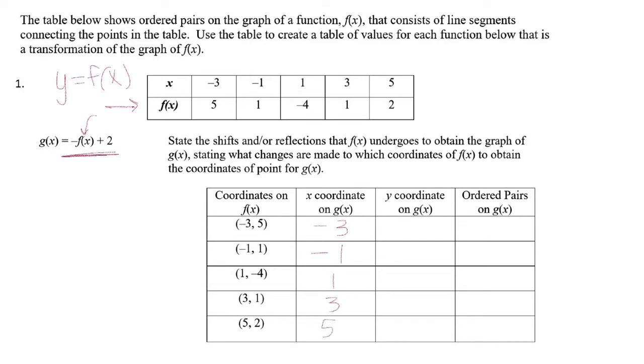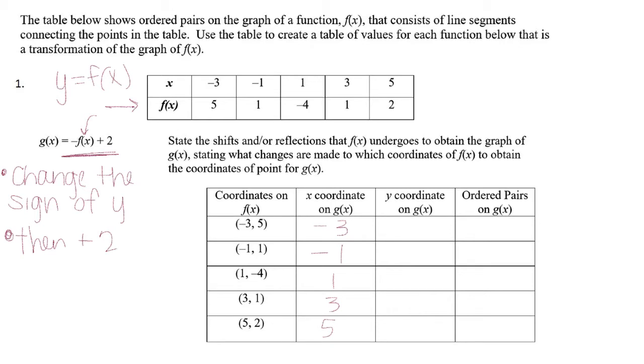for my new function. Now for my next part, for the y values, notice what this is saying. We are going to change the sign of y. So that's the first thing we'll do, is change the sign of y. Then we will add 2. So again, think about your order of operations here. And so the second thing, again, is add 2.